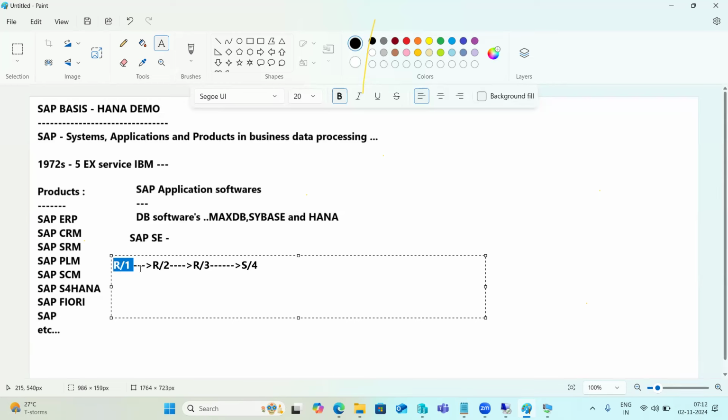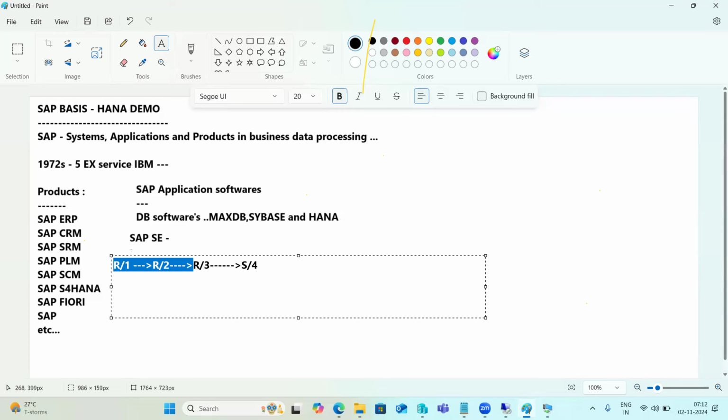This is the architecture they started with initially: R1, R2, R3 and S4 architectures. Maybe we will work only on the R3 and S4 architectures, because the other architectures are no longer there. But we will discuss the versions, information, and all those things here.